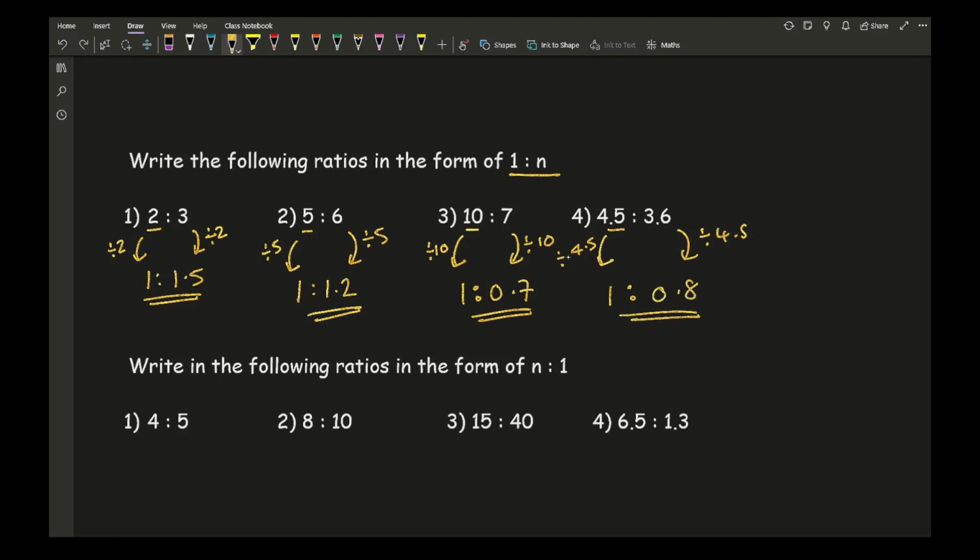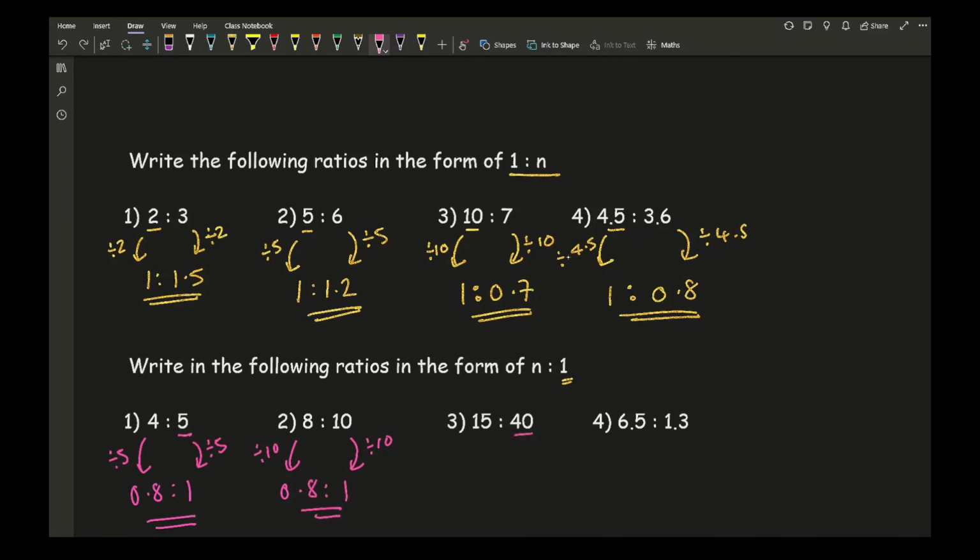Now let's have a look if I wanted the second number as 1. Well, there I need to do the exact same, but with the opposite number. So here I want to make 5 equal to 1, so I divide that by 5. So I just divide whatever number is underlined, and you do the same to the other number as well. So 4 divided by 5 is 0.8, and that's going to be 0.8 to 1. Here I'm going to divide by 10, so I need to divide this number by 10. So it's going to be 0.8 to 1 again.